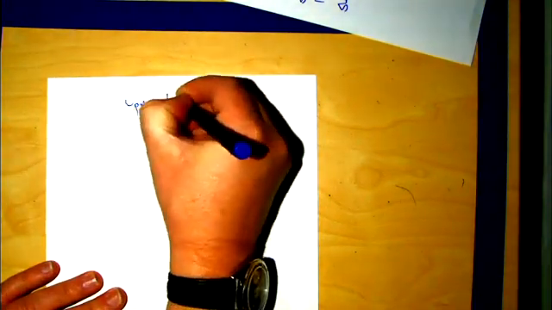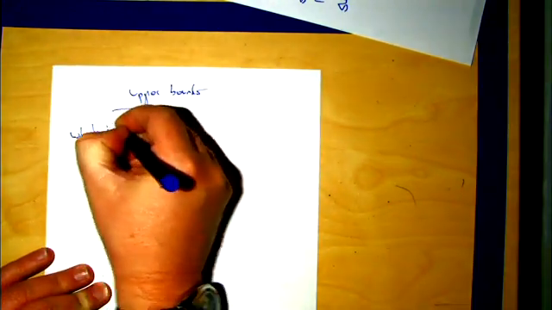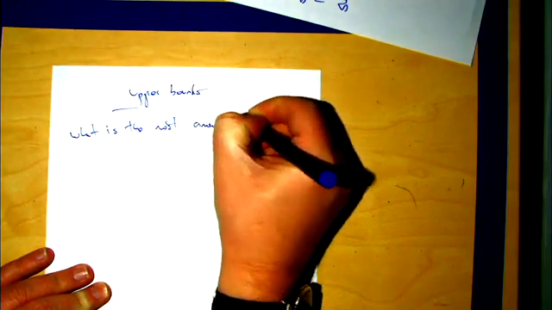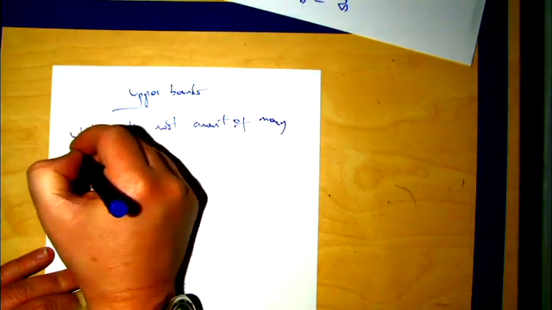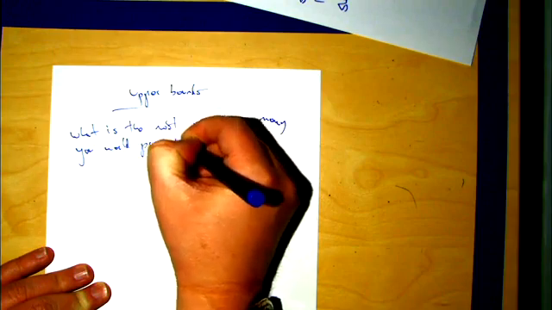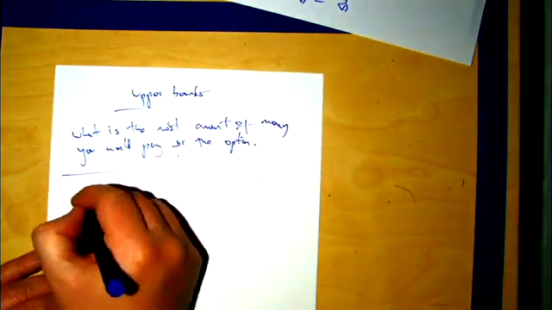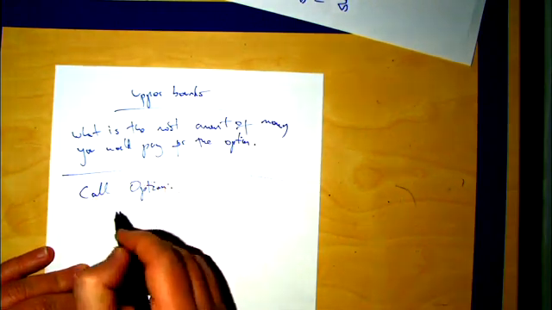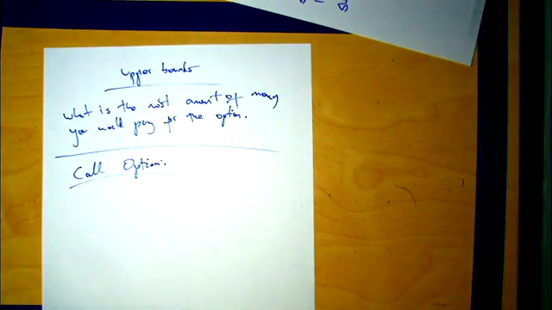So upper bounds. So what is the most amount of money you would pay for the option? So first of all, we have a call option. So what is a call option? Well, if you're going to buy a call option, you're going to be the holder. You get the right but not the obligation to buy the underlying asset. Okay, that is what you're buying. So let's imagine the underlying asset's worth $100. And we're trying to find C, right? C, the call option premium. So what is the maximum amount that should be?